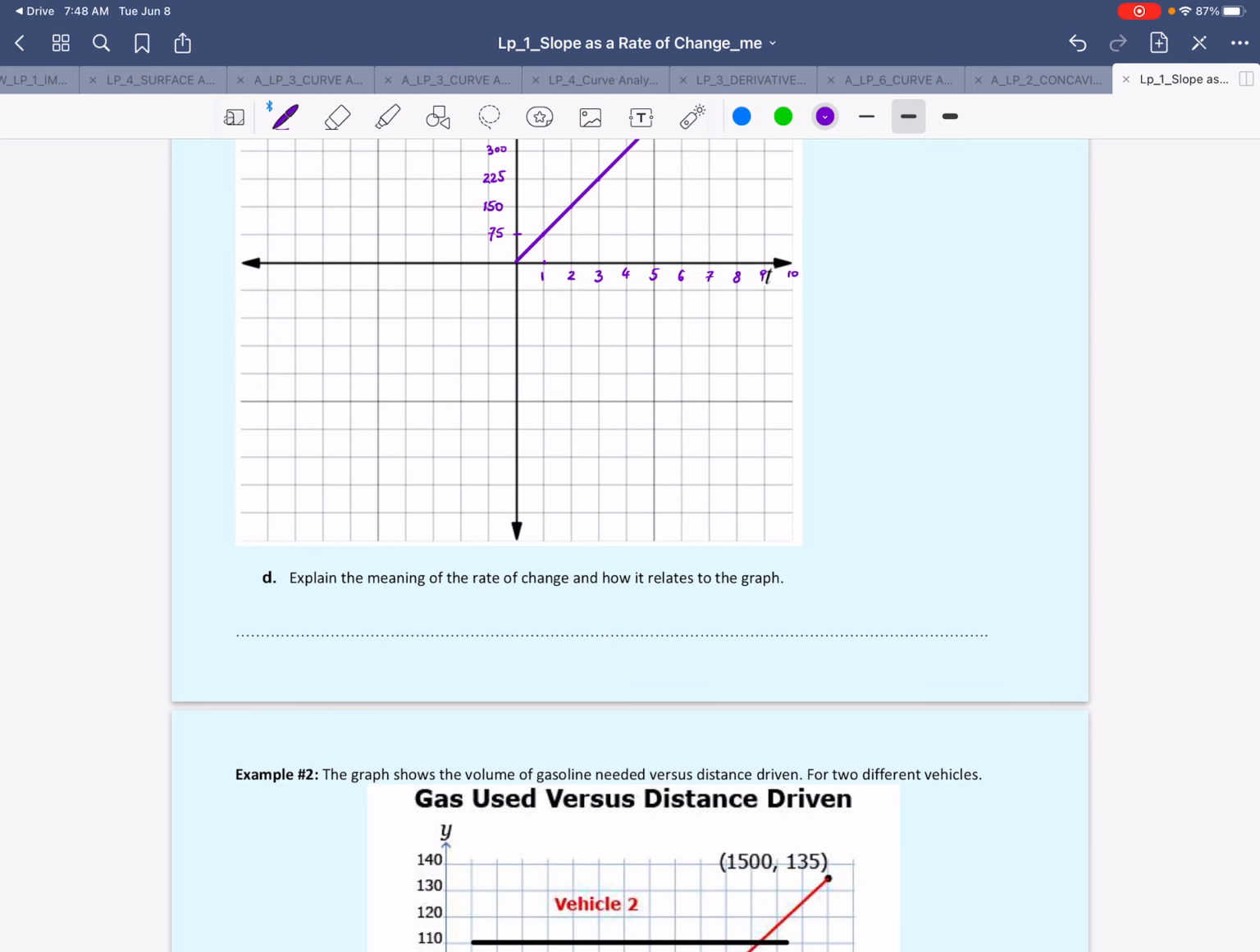So we're going to say that the unit rate of change will tell us how many meters Austin ran every minute.